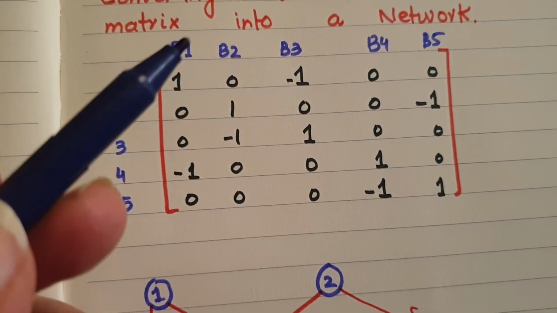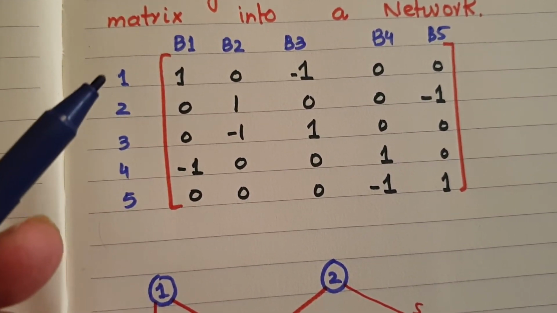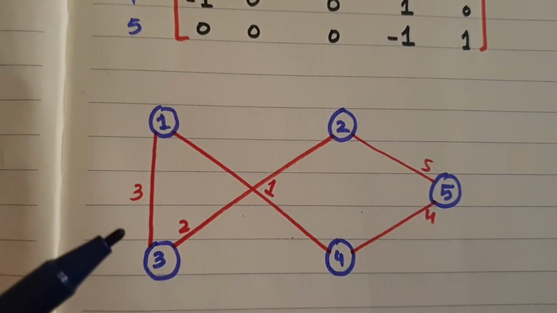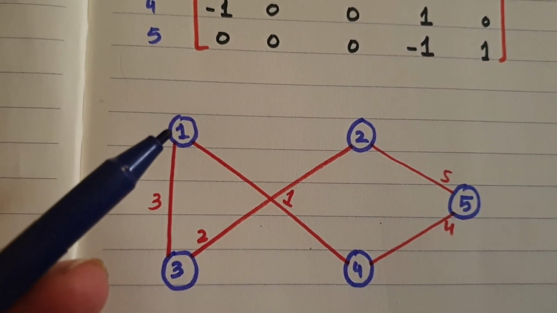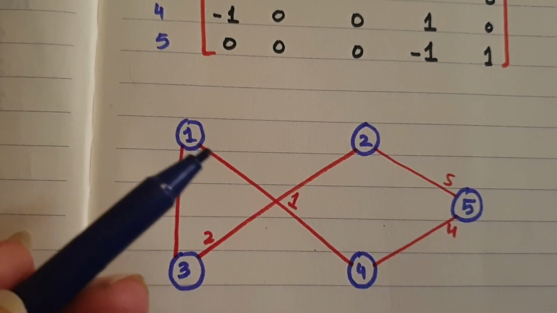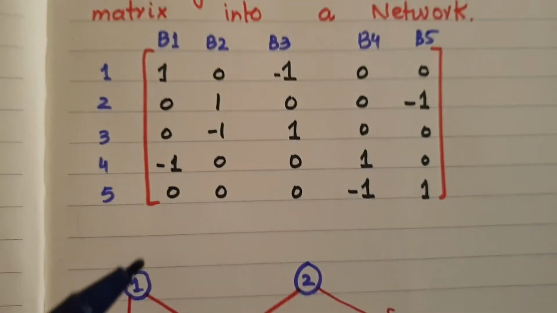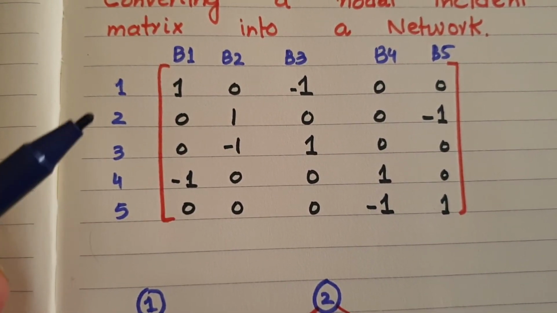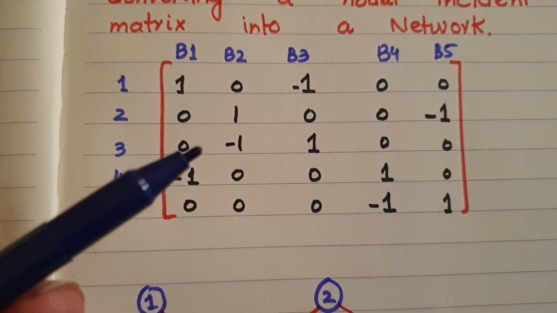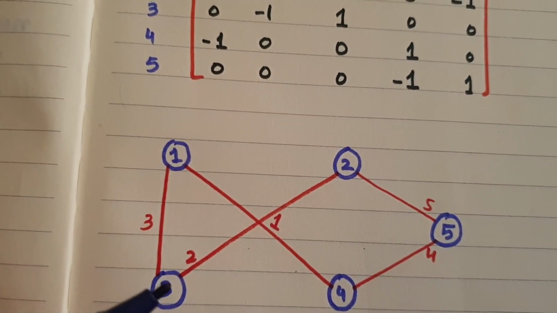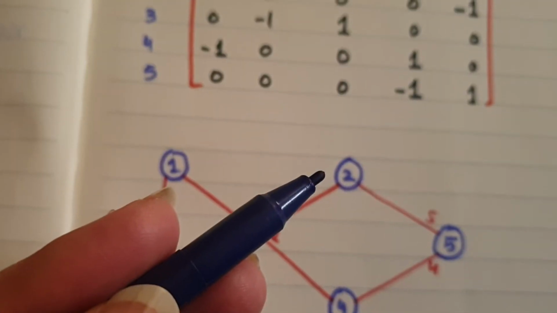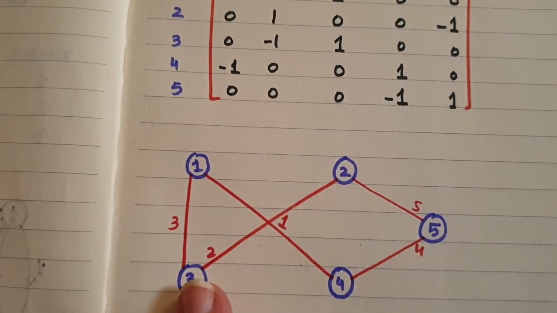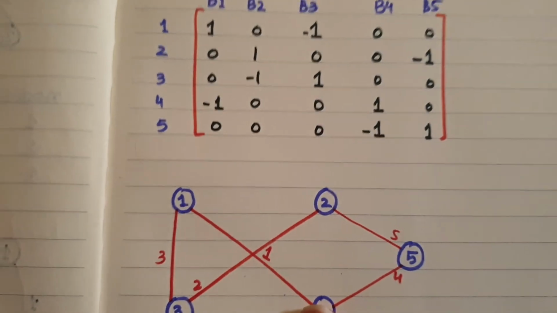We can see the first branch is between node 1 and node 4. As you can see in the network, the first branch is between node 1 and node 4, and it has been marked as 1. Similarly, the second branch is between node 2 and 3 because these two nodes are having 1 and -1. So the second branch is between node 2 and node 3. And same is the case, I have mentioned the branches between the particular nodes.